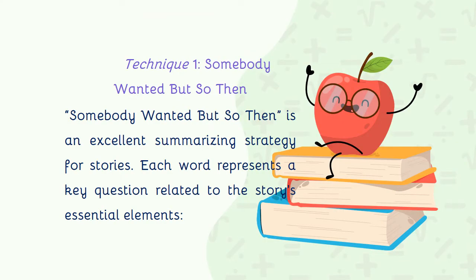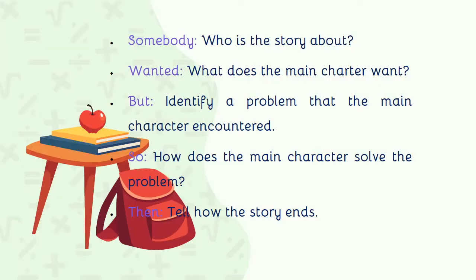Technique number 1, which is yung somebody wanted but so then. Ano nga ba yung somebody wanted but so then? Somebody wanted but so then is an excellent summarizing strategy for stories. Each word represents a key question related to the story's essential elements. Tingnan natin yung mga elements na yan. Yung somebody muna. Somebody: who is the story about? Tinutukoy lang nito is yung character, yung main character ng story or ng reading materials na binabasa ninyo.